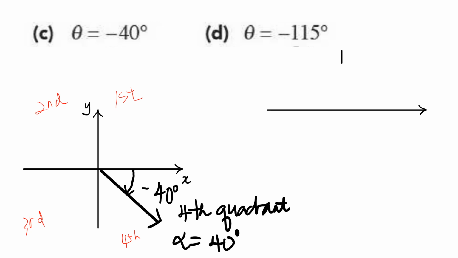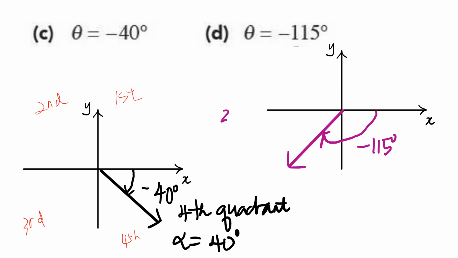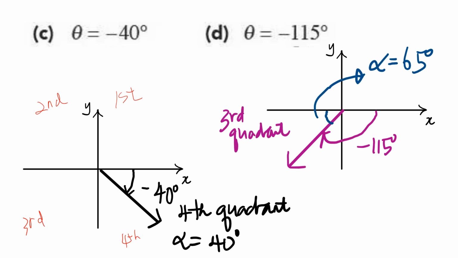So for negative 115, you rotate it in a clockwise direction, you end up in the third quadrant. And your alpha will be the angle there, which is 180 minus 115, gives you 65. Let me repeat that: your alpha, the reference angle, is a positive acute angle between the line OP and the x-axis. And the quadrant is always fixed as first, second, third, fourth in an anti-clockwise direction, regardless of positive or negative angle.